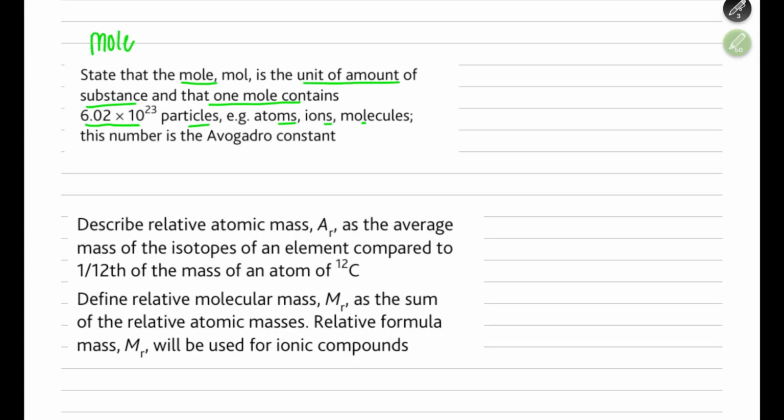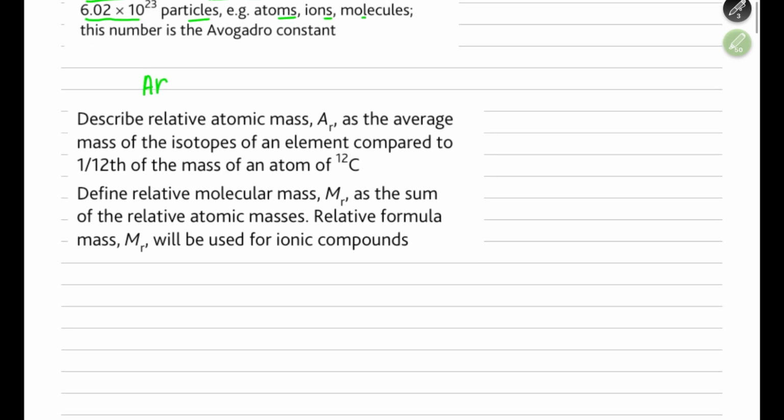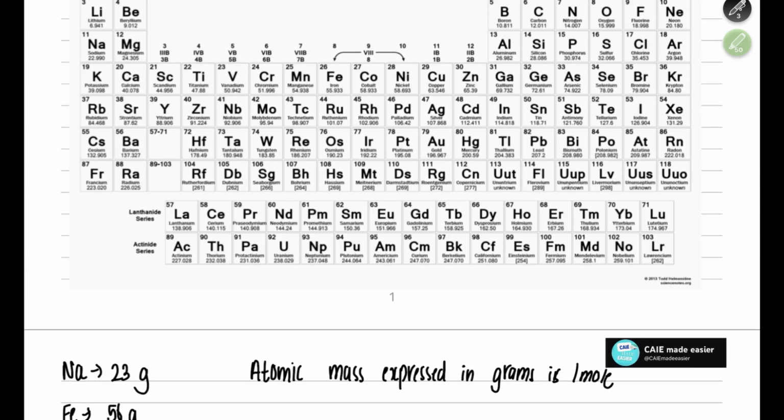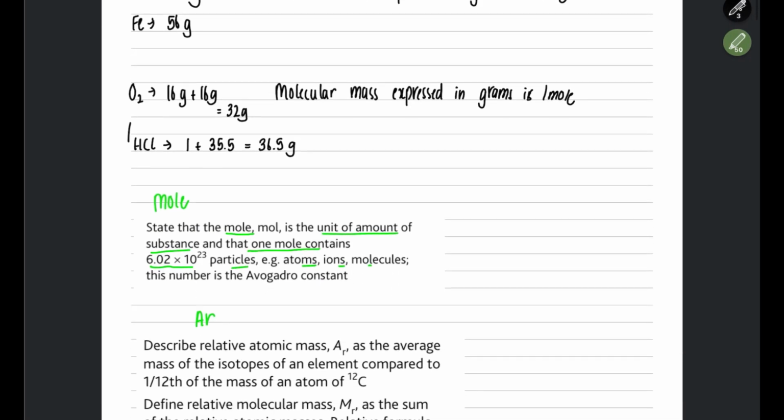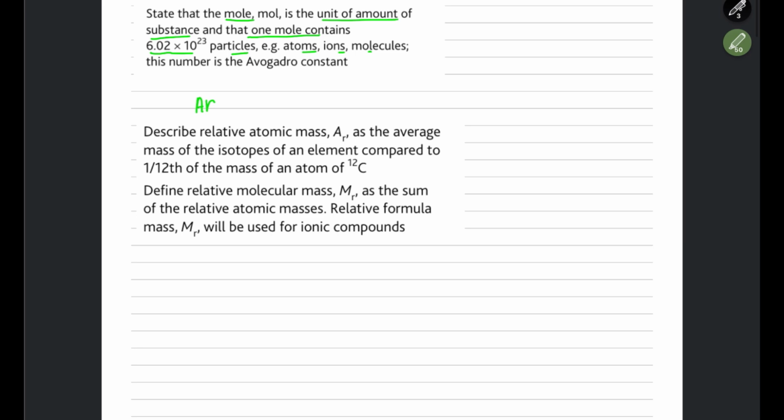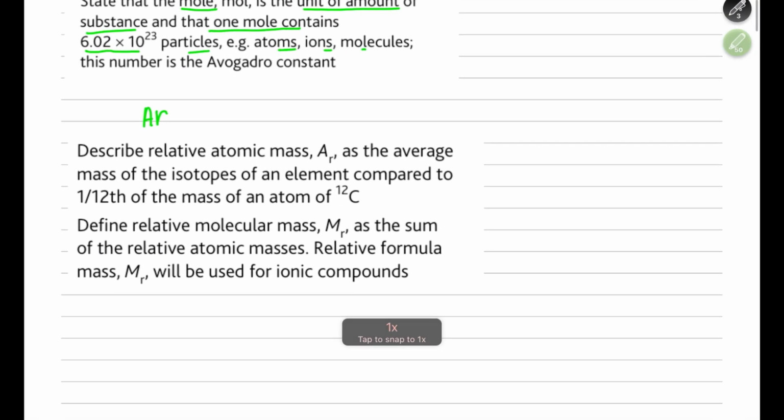Now what about AR? What is AR? AR is the relative atomic mass, is the average mass of isotopes of an element compared to 1/12 of the mass of an atom of C12. Let's look at it in detail. Do you know these masses which are given here? For example, 12 for carbon, 14 for nitrogen. This is basically the average atomic mass of one atom.